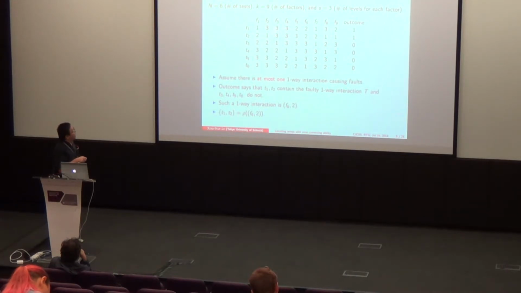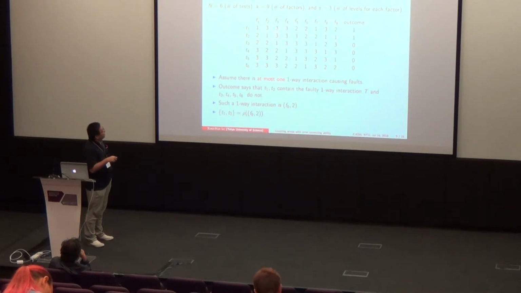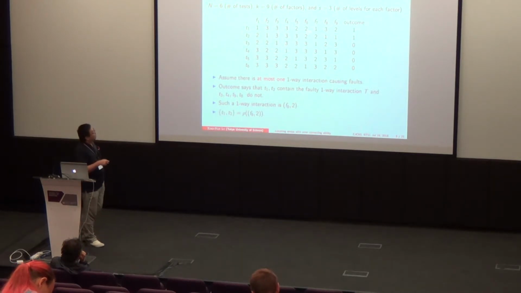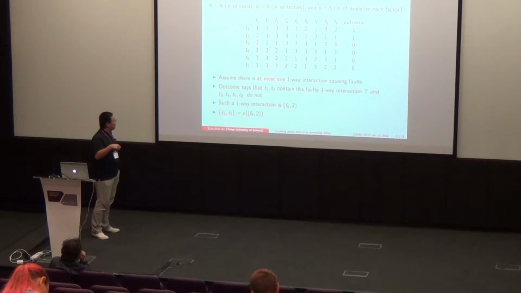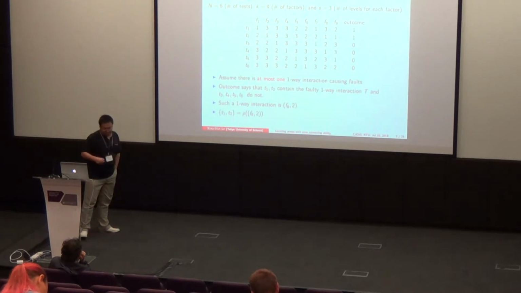Now we can see that for F3, here is a 3 and here is a 3, so they are in common, and this 2 and this 2 are in common. But there's another 3: F3 also appears in T6, but T6 tells us this is not bad. So we can say F6 with level 2 is the bad guy. By using a formulation, we can say that the set of rows containing F6 with level 2 is the test set T1, T2.